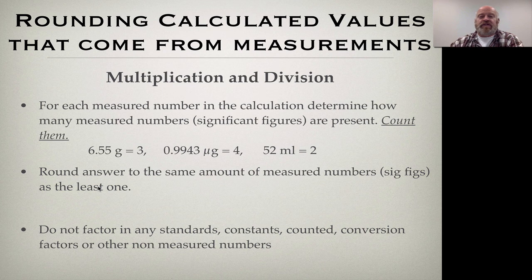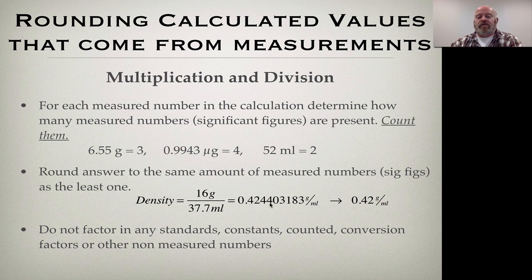So here's an example for us to take a look at. Here's a classic density problem where we have 16 grams divided by 37.7 milliliters. If we do the math, our dumb calculator gives us 0.424403183 grams per milliliter. It doesn't even label it for us; we have to do that ourselves. It gives us a long, drawn-out answer, which does not have any representation of the precision of our measurements.